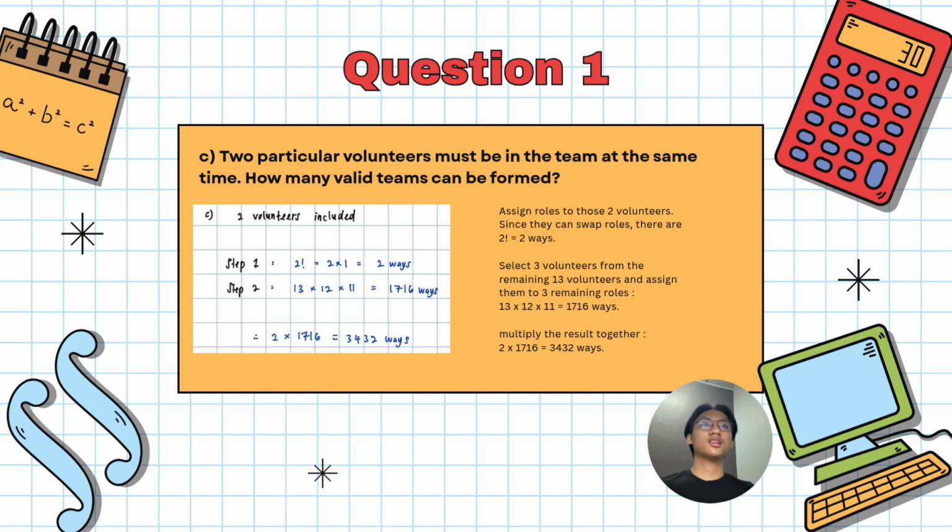And lastly, let's multiply the results together, which is 2 times 1,716, equal to 3,432 ways.